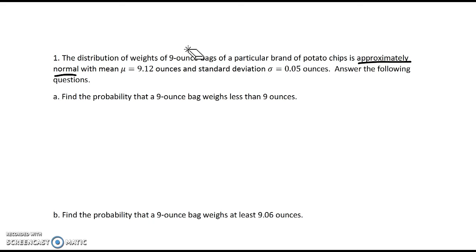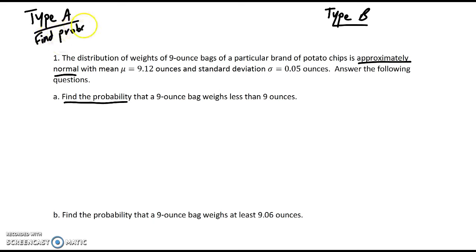Anyway, we're going to answer the following questions. So remember, there's going to be two types of these questions. We have type A problems, and we have type B, okay? Type A problems basically ask you to find a probability, okay? By the way, that can be area, that could also be proportion, that could be percent. Any of those are the same sort of question. So the first step is, once you're trying to find the probability, you're going to have to find a z-score first.